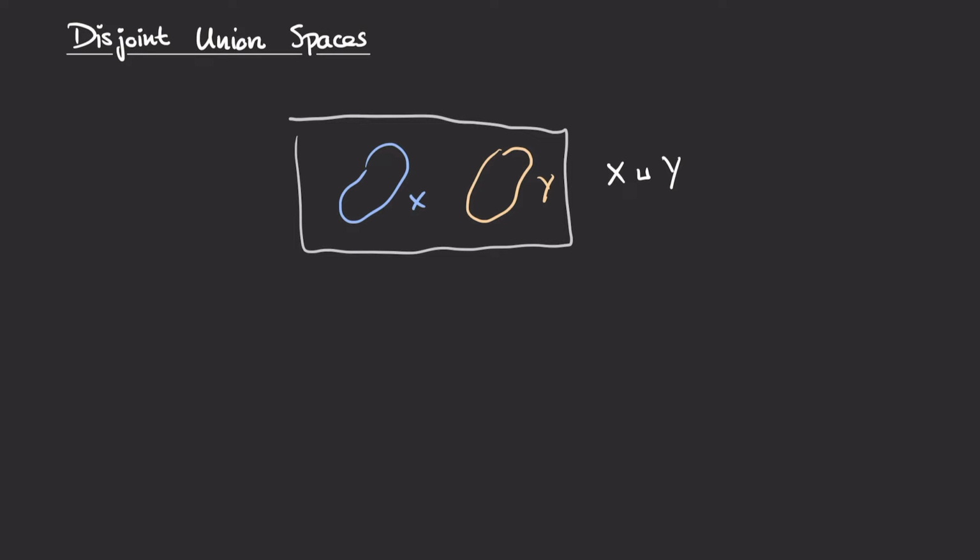Now, if X and Y don't have any elements in common, so they're already disjoint as sets, then the disjoint union will just be the usual union of sets. On the other hand, if these two sets do have some elements in common, we'd like to separate them in this disjoint form of union.